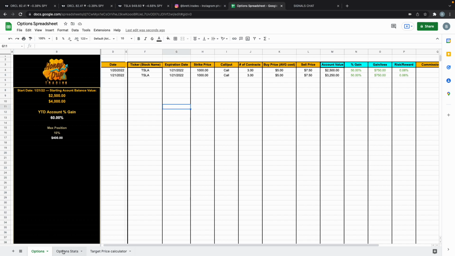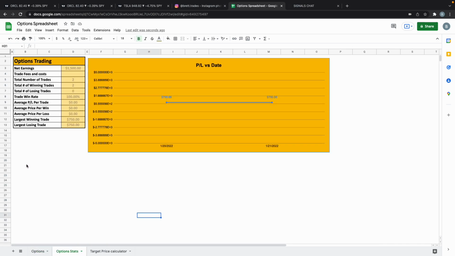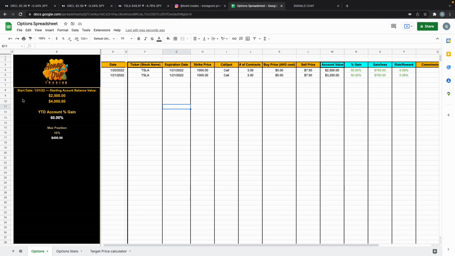That's pretty cool, but the next page is even cooler. It's going to show your P&L versus date on a graph, and it's automatically going to do this for you every day, and it'll create a really cool graph showing what your P&L is depending on the day you're trading. It's also going to show you your net earnings. That's basically your current account balance minus your initial account balance.